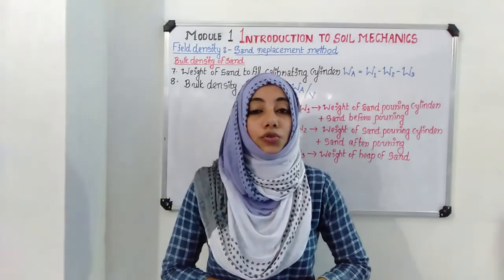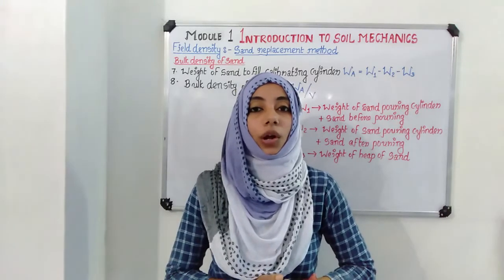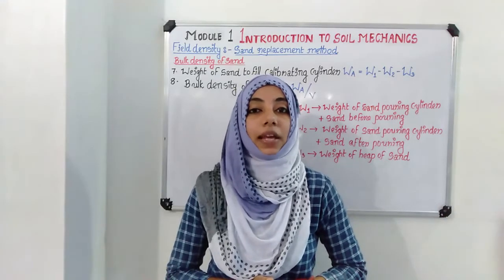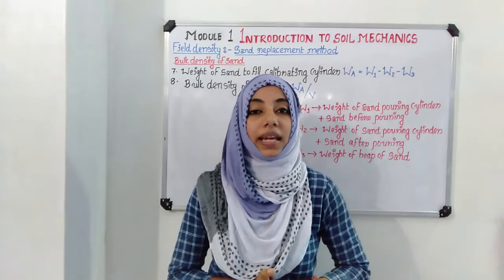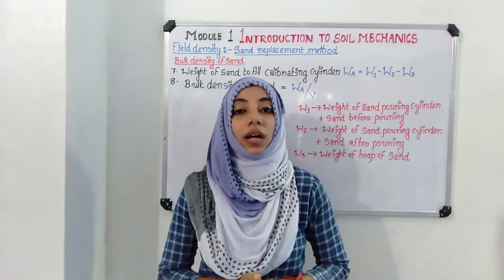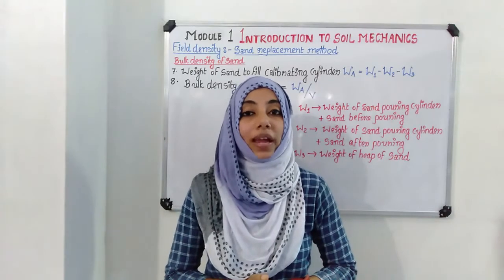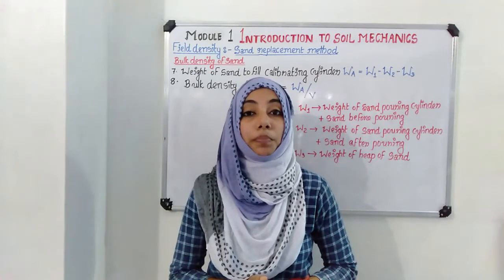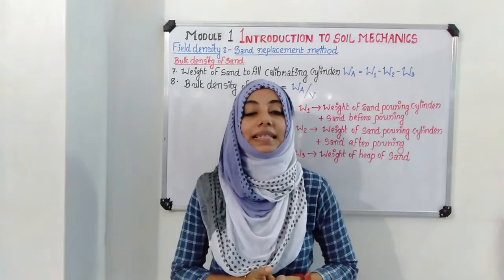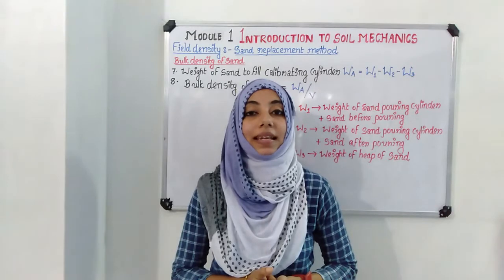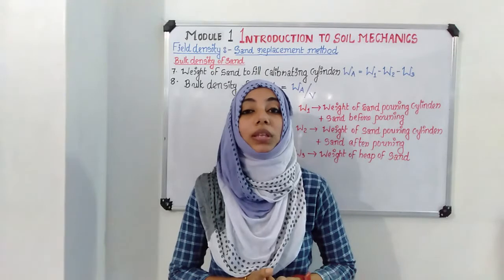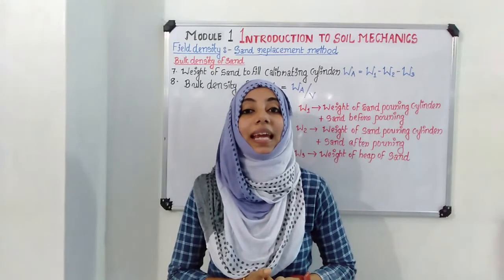Weight of sand to fill calibrating container or calibrating cylinder is equal to WA, which is equal to W1 minus W2 minus W3, where W1 is the weight of sand pouring cylinder plus sand before pouring, and W2 is the weight of sand pouring cylinder plus sand after pouring, and W3 is the weight of the heap of sand.